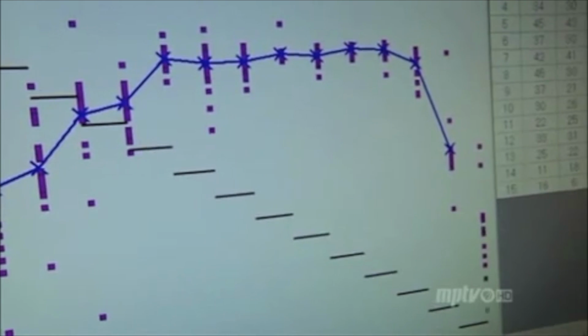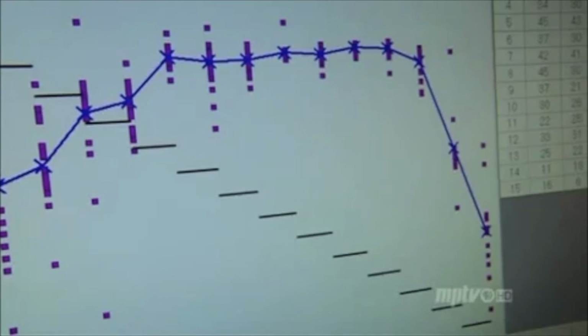The students watch the graph collapse, leaving them with next to nothing. This experiment suggests bubbles may be part of the fabric of financial markets.